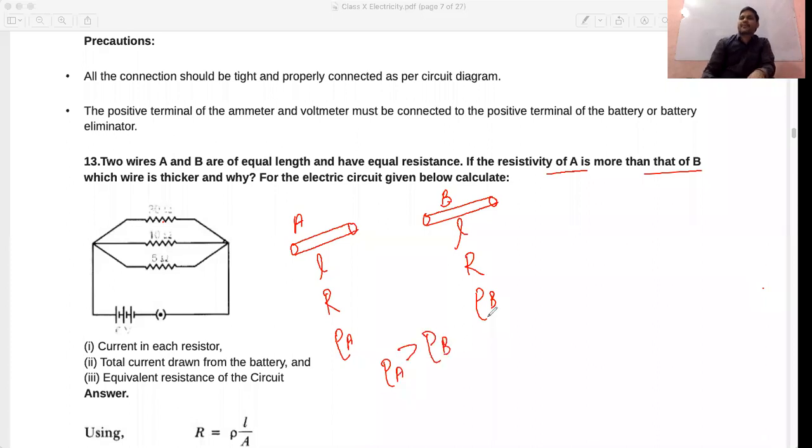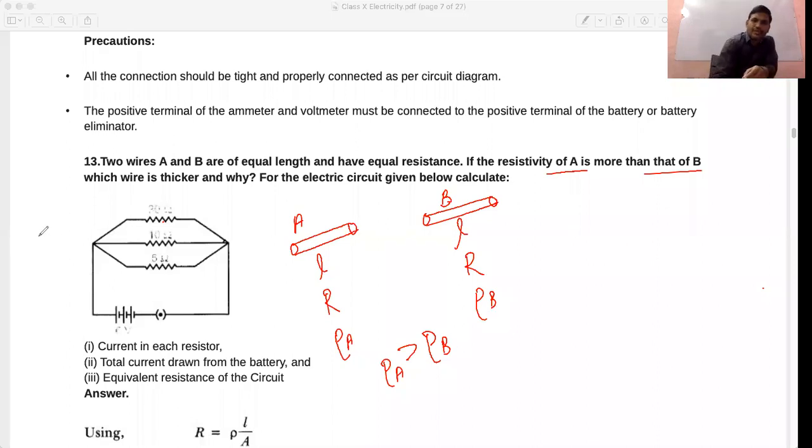The rho A is greater than rho B. This is given. Okay, so they are asking which wire is thicker and why. If it is given to you that the length is the same, resistance is the same, and resistivity of A is greater than resistivity of B, then they are asking which wire will be thicker.